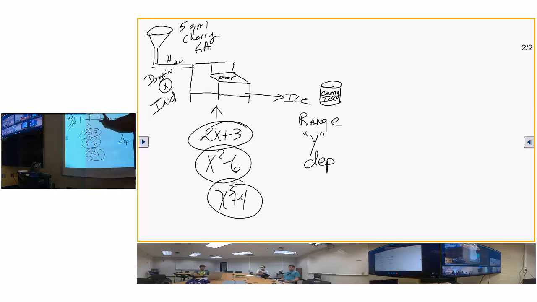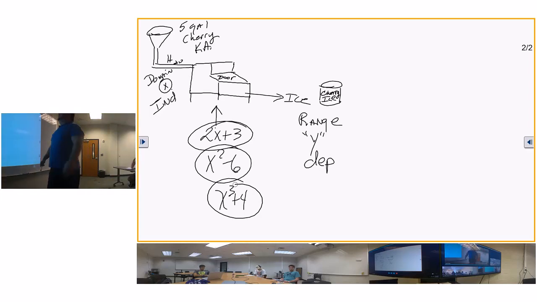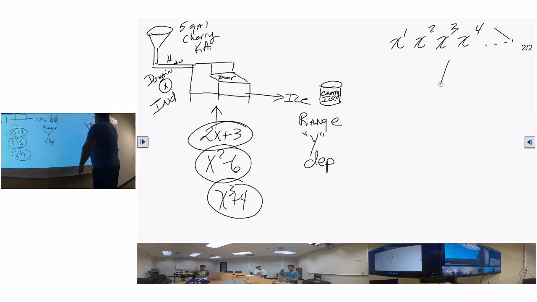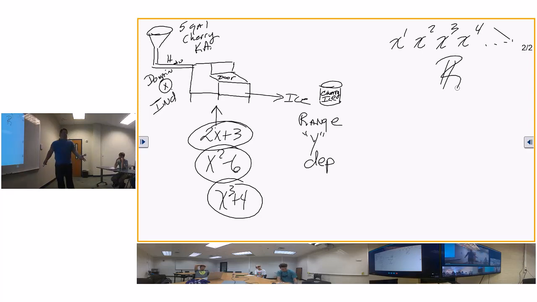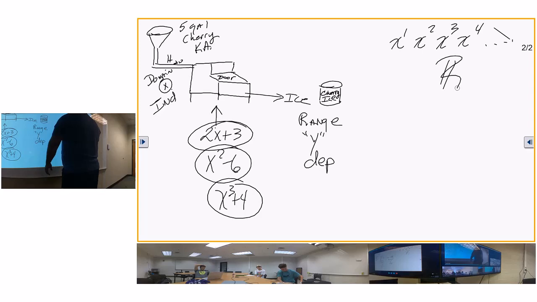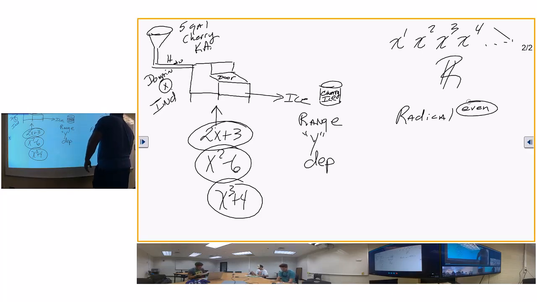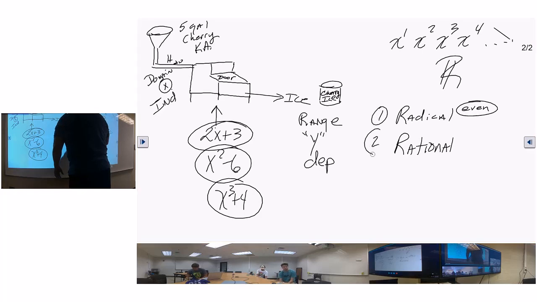So, if I ask you what your domain and range is, you have to figure it out. But remember, if your function is x to the first, x to the second, x to the third, x to the fourth, and so on, your domain is going to be all real numbers because you can plug anything into those. The only time you need to worry about the domain is with a radical with an even exponent or even index, or a rational, meaning a fraction with a variable. That's the only time that the domain is affected.